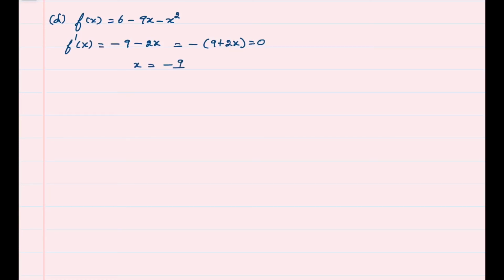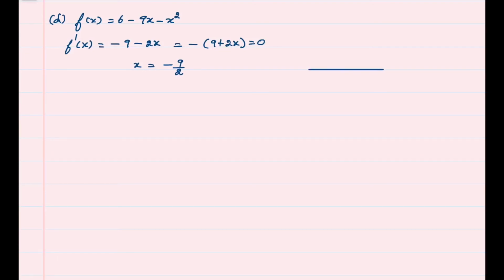D subdivision. f of x is 6 minus 9x minus x square. We have to find the intervals in which the function is strictly increasing or strictly decreasing. Let us find f dash of x. 0, minus 9, minus 2x. Minus sign is common: minus (9 plus 2x). We will equate it to 0 to find the critical value. x is minus 9 divided by 2.